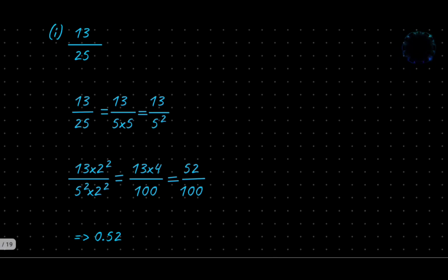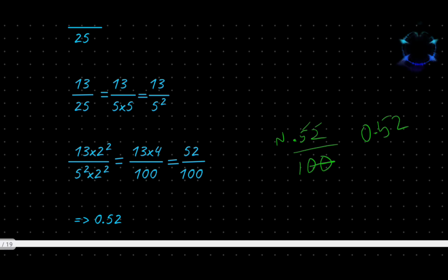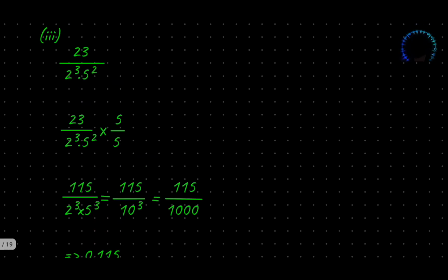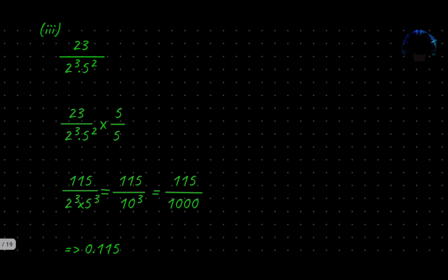When we convert this into decimal, we have 2 zeros here, so we need to add the point before two numbers. I'll show you. 52 by 100: the number of zeros we are removing to convert it into a decimal, that many numbers before we need to add the point. 1, 2, so we need to add the point here. As there is nothing here, we can write 0, as 0.52. That is the answer, 0.52.